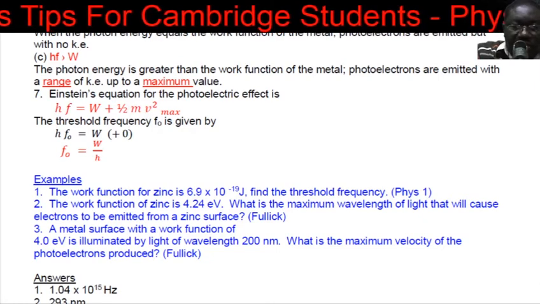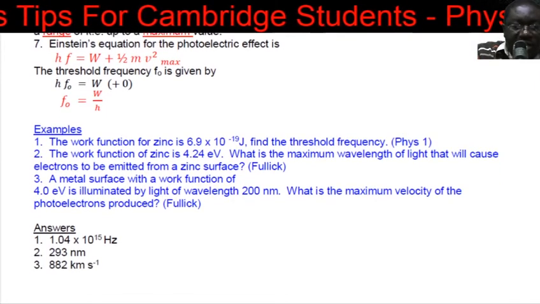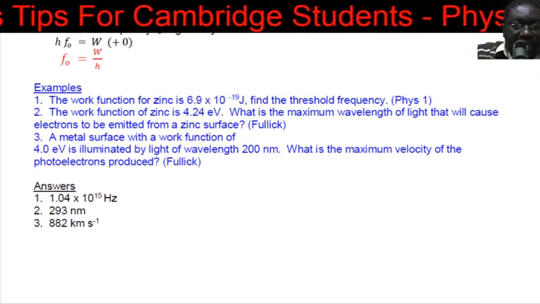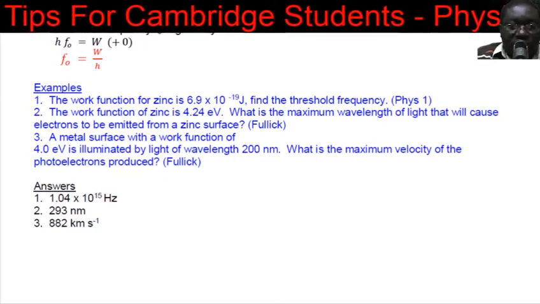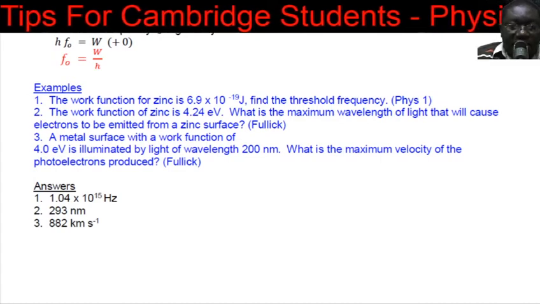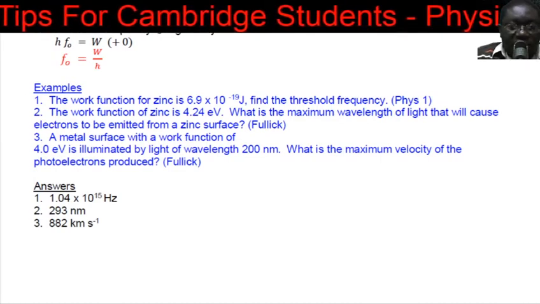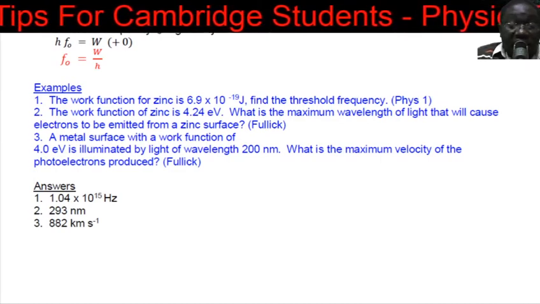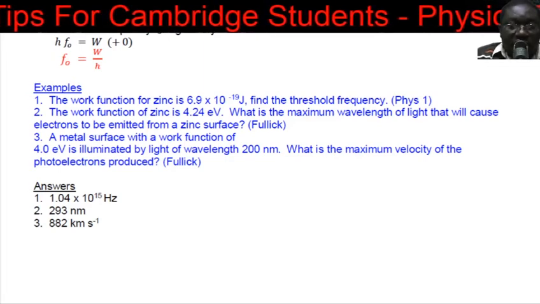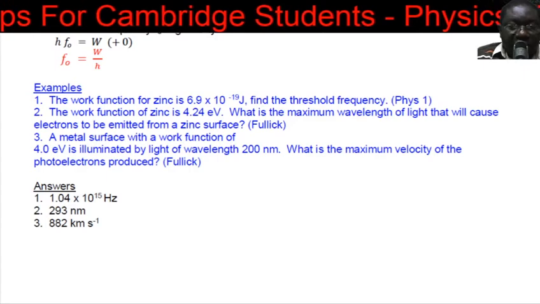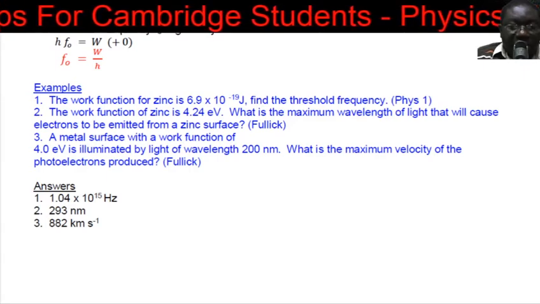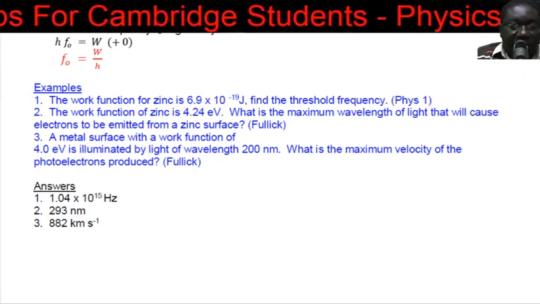Now let's look at these examples and then we end this video there. Number 1: the work function of zinc is 6.9 times 10 to the power of minus 19 joules. Find the threshold frequency. We know E is equal to hf naught, so the threshold frequency will be E over h. That will be that value divided by 6.63 times 10 to the power of minus 34.